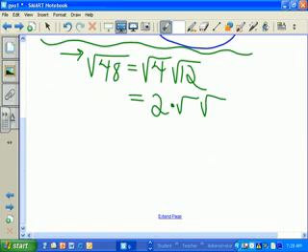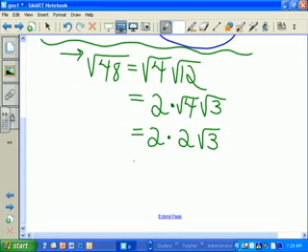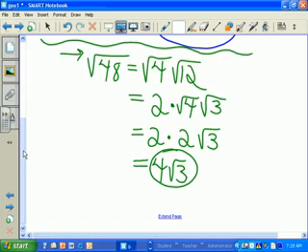What is the largest perfect square factor of 12? 4 times what? 3. So you have 2 times what's the square root of 4? 2. Square root of 3, is that a perfect square? No. So we have 2 times 2, or 4, square root of 3. So we get the exact same answer again, but we went the long way about it, and that's how we recover from an error.